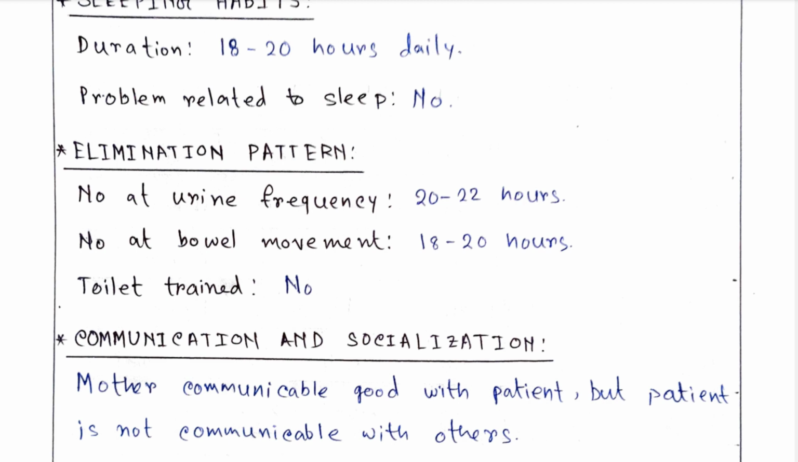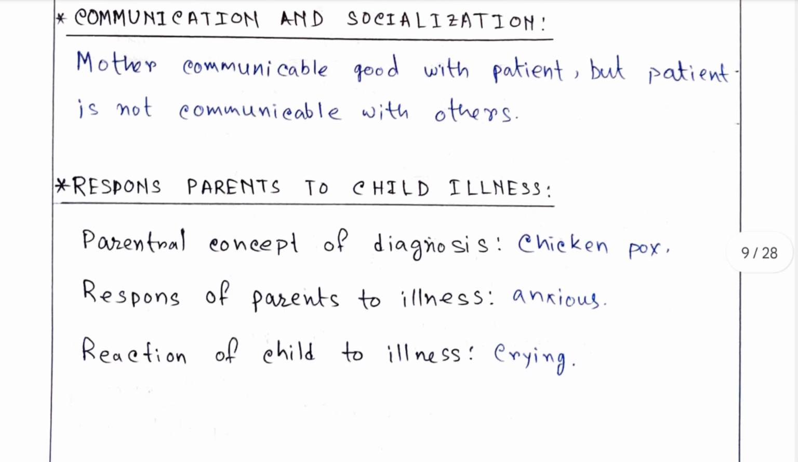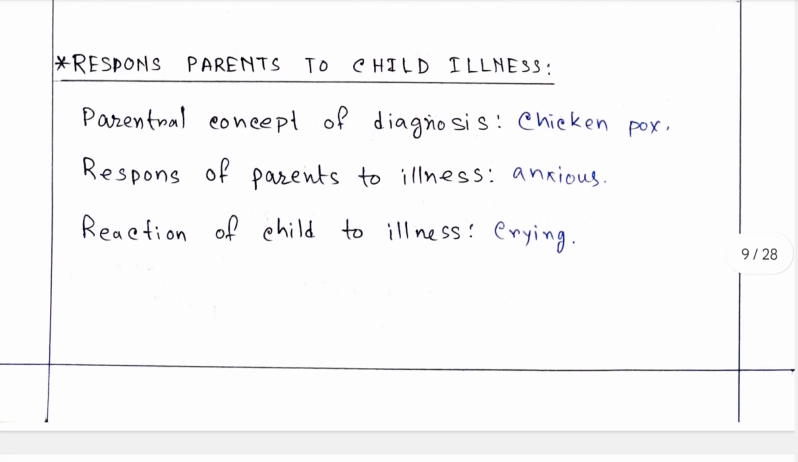Communication and socialization. Mother communication is good with the patient but the patient is not communicable with others. Response of parents to child's illness. Parental concept of diagnosis, for example. Response of parents to illness and fear. Reaction to fear of child to illness: crying.